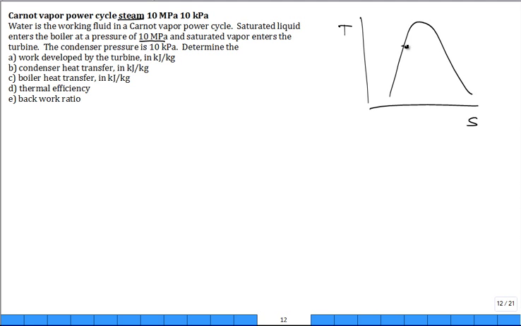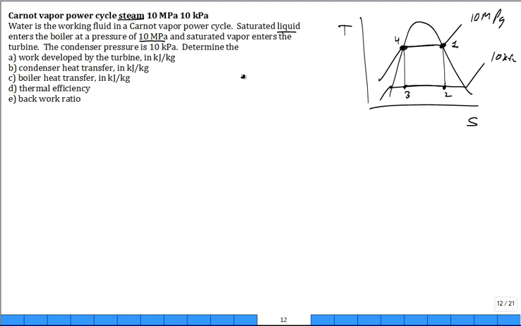Put the dome right here. This is a line of 10 megapascal. This down here is a line of 10 kilopascal. So it enters as saturated liquid into the boiler, right there, we call that state 4. Here's state 1, here's state 2, here's state 3. There's our rectangle on a TS diagram for the Carnot. And saturated vapor enters the turbine, so that's 1 to 2 going into the turbine.